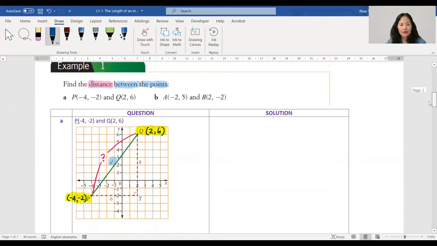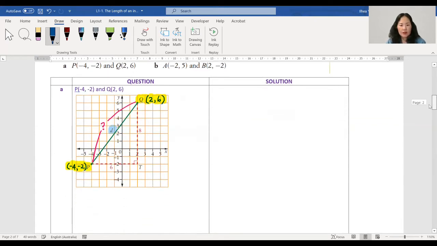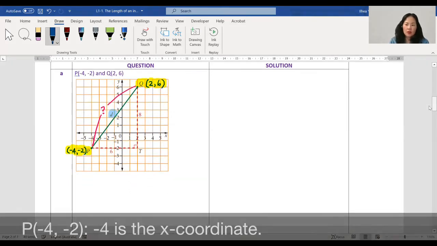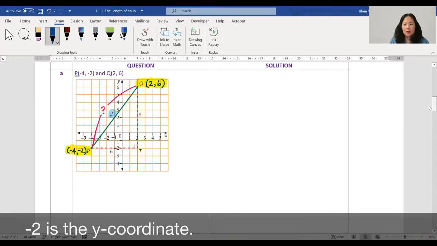Example 1. Find the distance between the points. So we're looking for the distance of the interval, point P and point Q. It is a good idea to plot them on the number plane first. So for example, the first one, we've got P is (-4, -2). The first one is the x coordinate. The second one is the y coordinate.